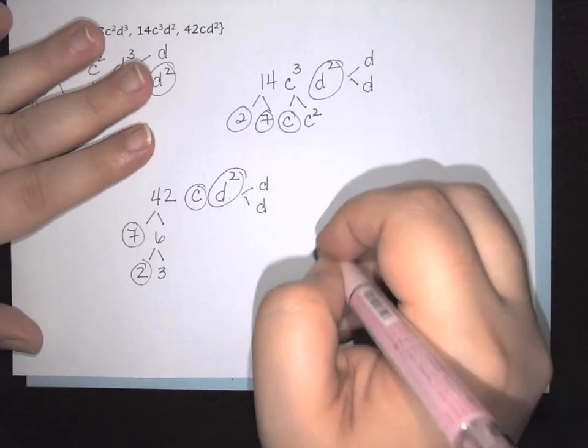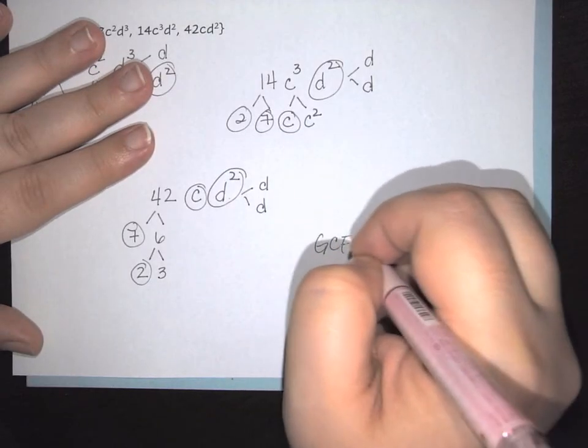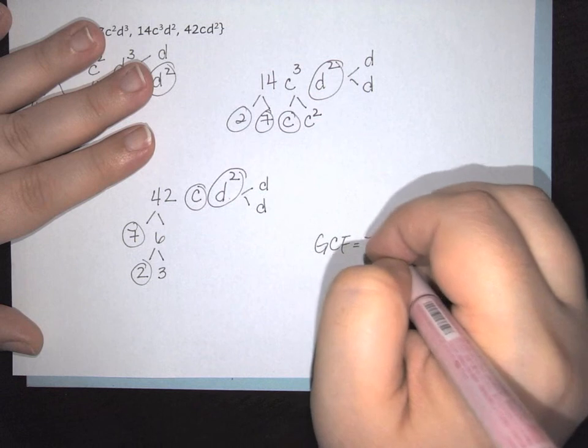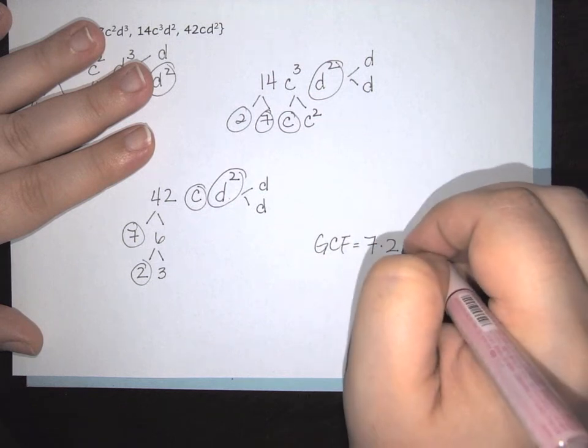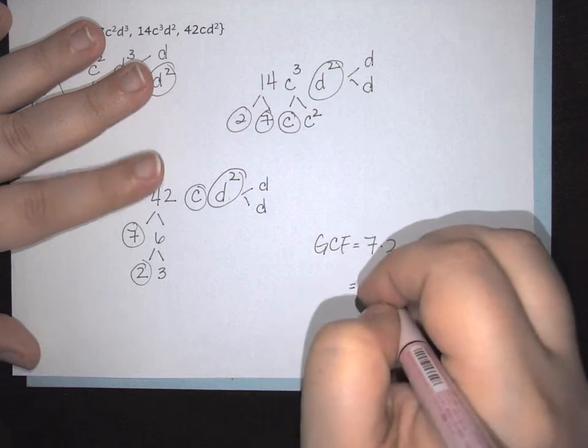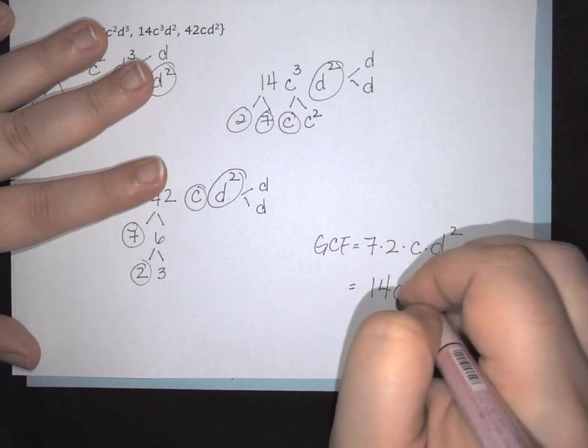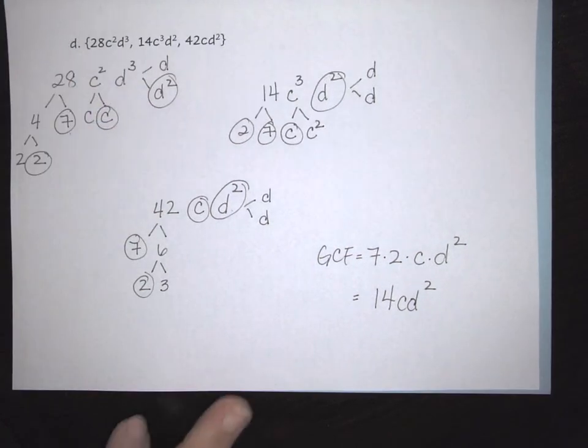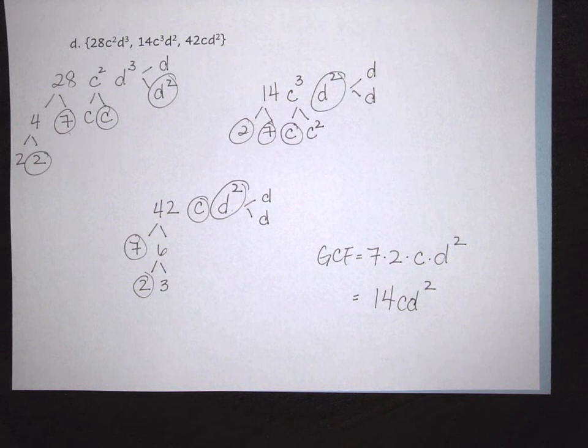So in this case, what this means is that my greatest common factor is going to be 7 times 2 times C times D squared, which is going to be 14CD squared. Okay. And so that's it. That's everything that you need in order to identify a greatest common factor using the ideas of, say, prime factorization to reduce your terms down.